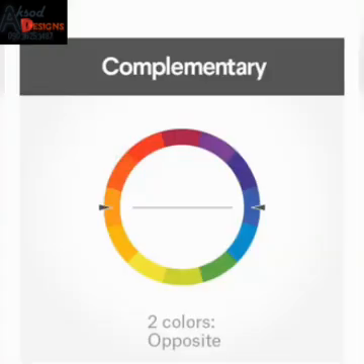The first one is the complementary colors. When we talk about complementary colors, we are talking about two colors that are opposites. That is, these two colors are on opposite sides of each other on the color wheel. For example, we have blue and orange. If you look at blue and orange, you see that they are opposite to each other on the color wheel. Likewise, we have red and green. Also note that these colors create a high contrast.